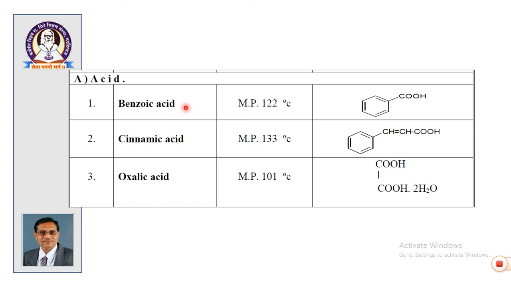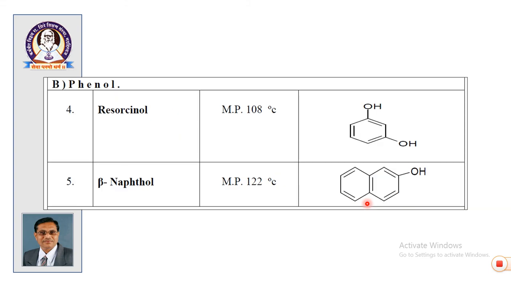Benzoic acid, see carefully. Benzoic acid is an aromatic carboxylic acid. It will show a sooty flame due to aromatic nature, and will not show decolorization. Cinnamic acid will show a sooty flame and will show decolorization. Oxalic acid is water soluble, no decolorization, non-sooty flame. Resorcinol is a water soluble phenol, showing a violet color with FeCl3, and the melting point is 108. For beta naphthol, the melting point is 122 and it is aromatic in nature. Then it will show decolorization with precipitate. The soluble portion will get converted into precipitate.